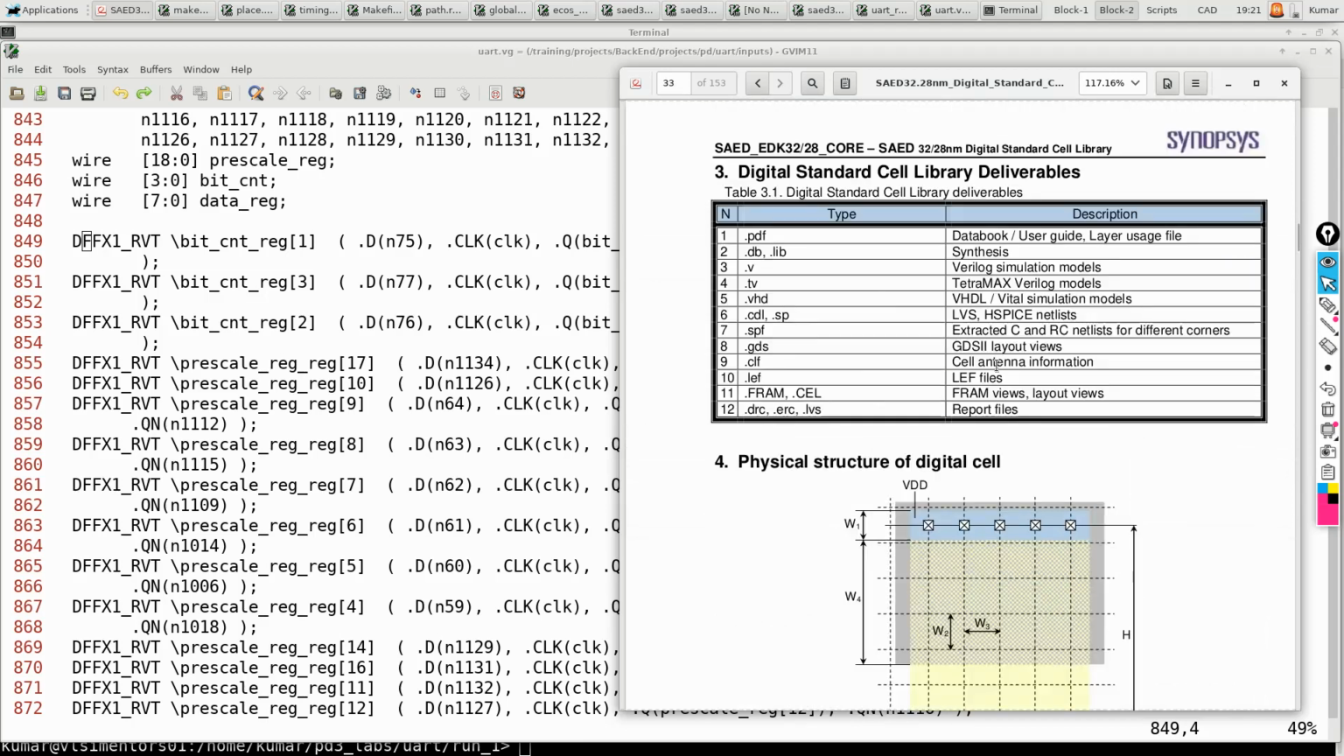When we say library, these are all the different variants or models. You have a .lib or .db, then .v, then CDL and spice, then GDS, then the LEF and FRAM views. All of these are your standard cell models. We would be looking at all of these in the upcoming classes.